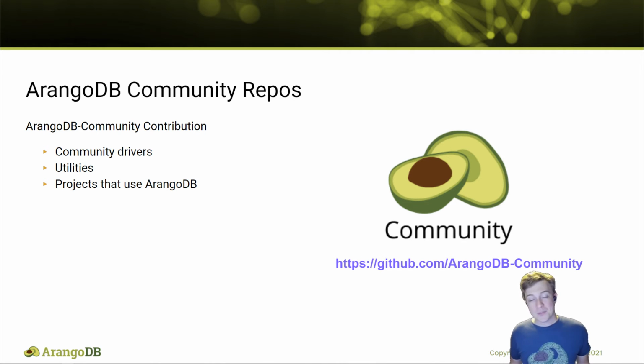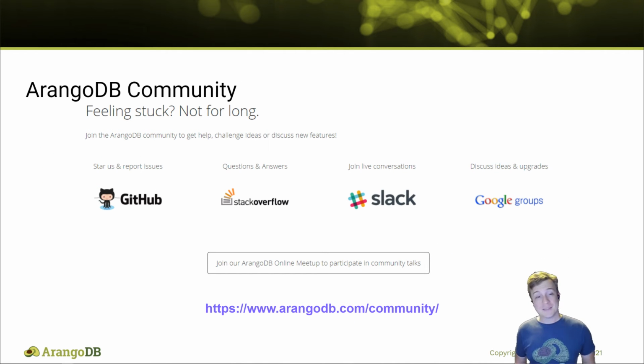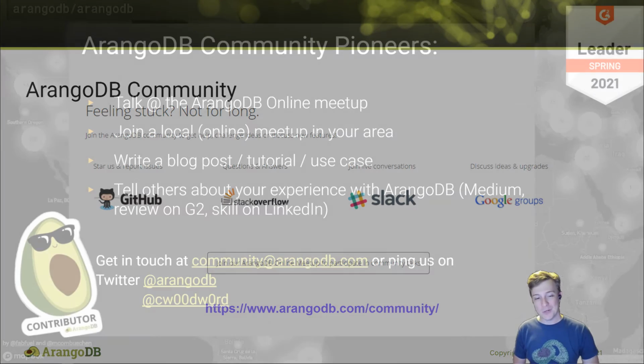So perhaps you're still in the brainstorming of your project, or you just need help with something. If so, be sure to check out our GitHub, Stack Overflow, Slack, or Google group channels. A great way to contribute to ArangoDB is by joining these channels and helping others that might be having questions. You can find the links for all of these at arangodb.com/community. One last way that you can contribute to the ArangoDB community is by being a community pioneer.